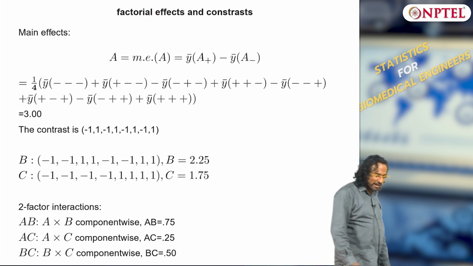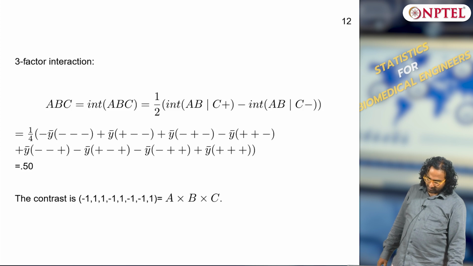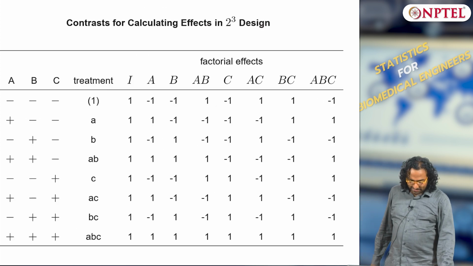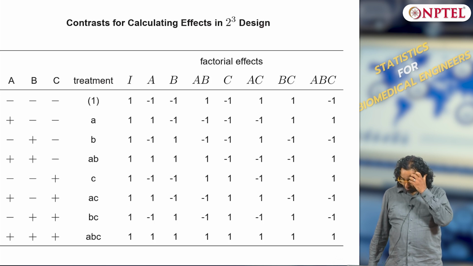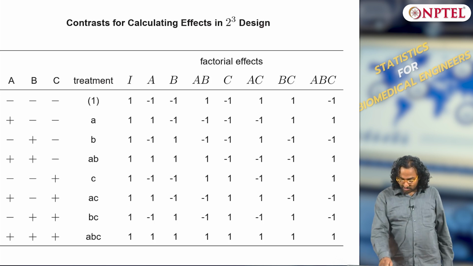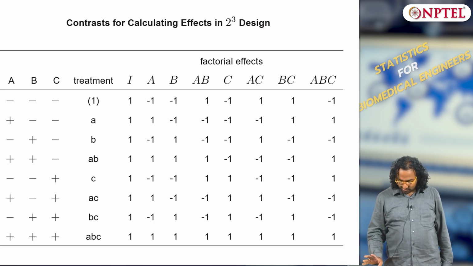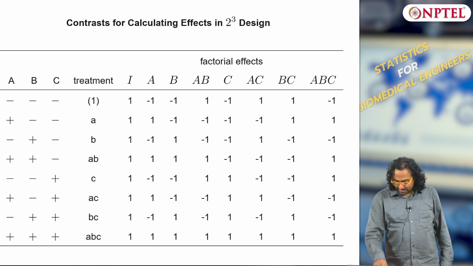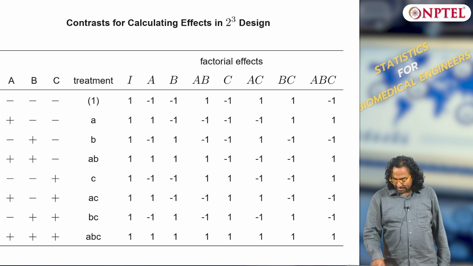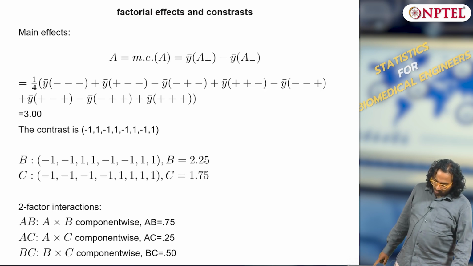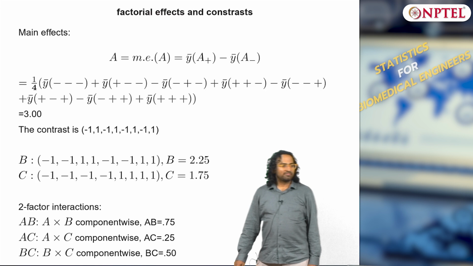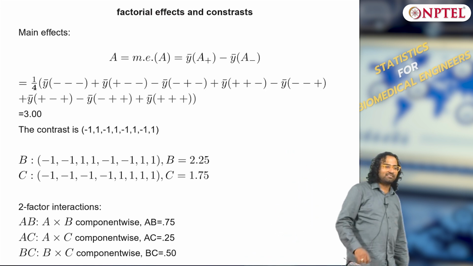How do I write it for two-way interactions? See, look at two-way interactions, I do not have any zeros. Look at the contrast, I do not have any zeros at all. Clear? A, I have 8, B, AB, C, AC, BC, ABC. I do not have any zeros at all. So, how do I write the AB interaction contrast now? Can we write?